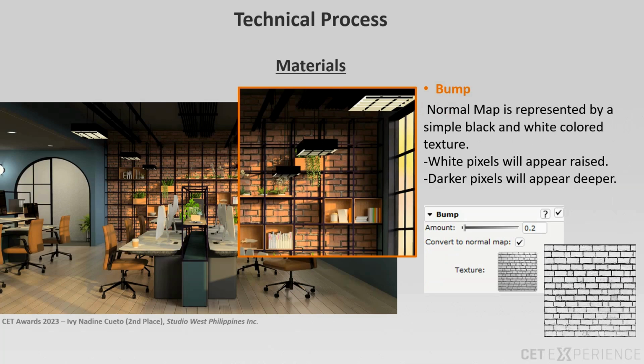Under bump, there's a term called normal maps. These control the point on the surface to be raised. White pixels will appear raised, while dark ones will appear deeper. So where can we get normal maps? Easiest is to search Google for a texture and upload it in the Material Lab.